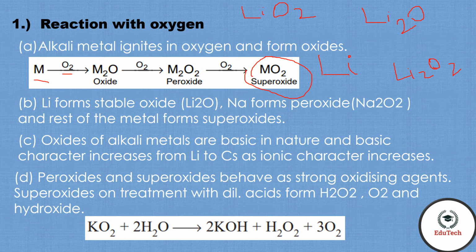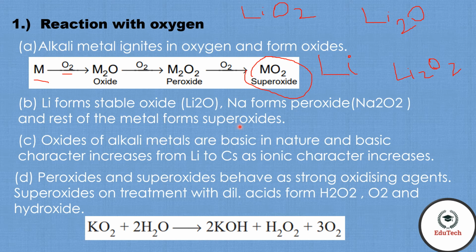Here lithium forms a stable oxide, that is Li2O. Sodium forms peroxide, Na2O2, and the rest of the metals form superoxides. It is stable, which means they also form, but it is only stable in this oxide. Lithium is only stable in oxide, and sodium is only stable in peroxide. But other metals are stable in superoxide.